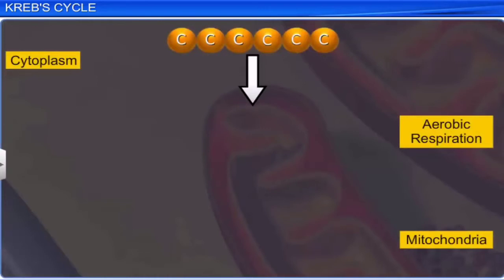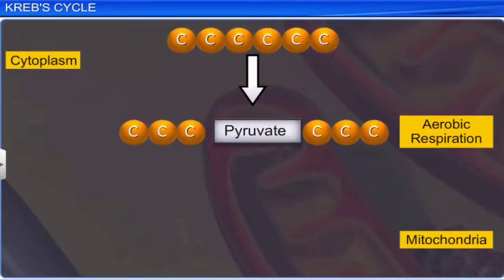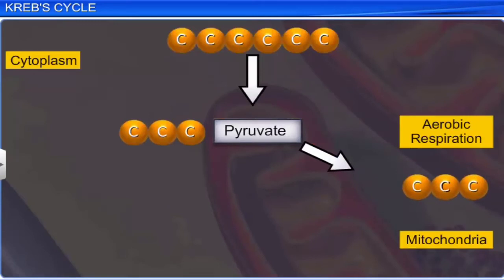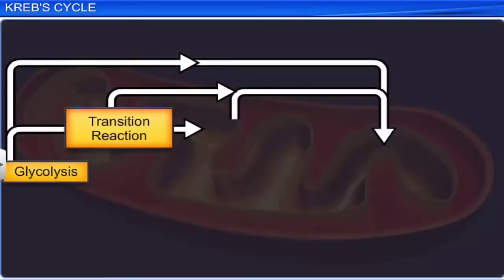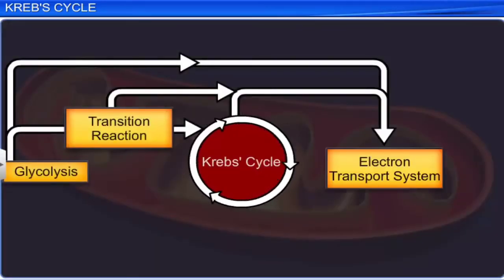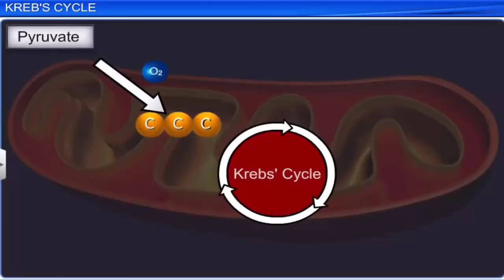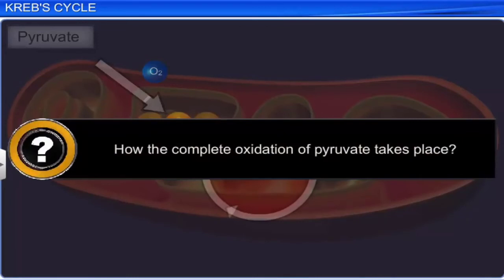Aerobic respiration involves the transport of pyruvate from cytoplasm into the mitochondria for complete oxidation in Krebs cycle. It also involves the transfer of hydrogen ions and electrons from the coenzymes NADH plus H+ and FADH2 to oxygen in the electron transport system, or ETS, for ATP synthesis. Now, let's see how the complete oxidation of pyruvate takes place.